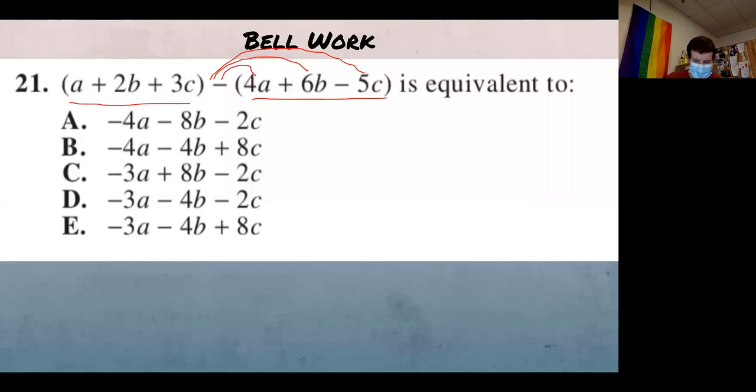So let's look at this. If I drop the parentheses from the first one, that's a plus 2b plus 3c. Now I'm going to subtract 4a. And most people didn't have a problem with that.